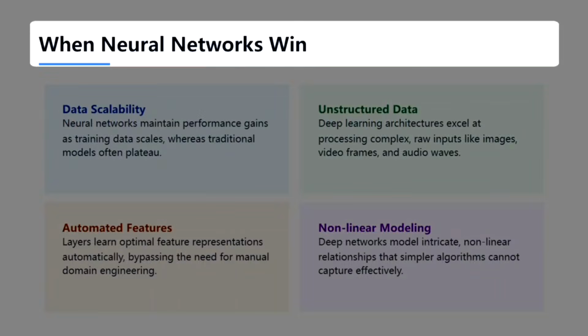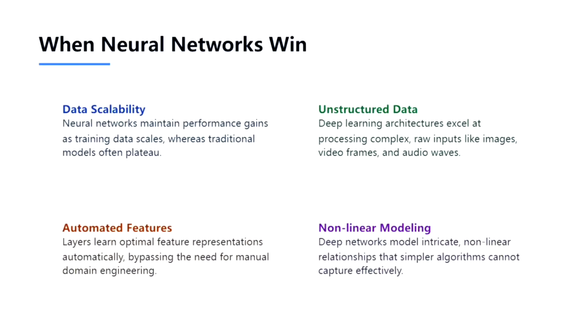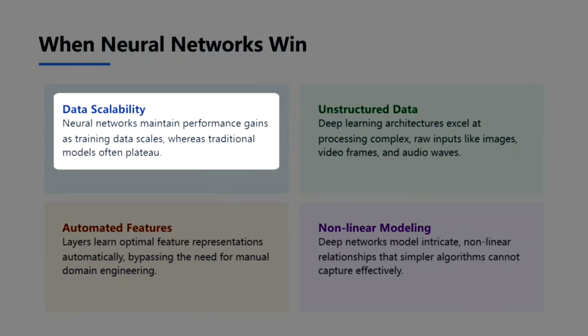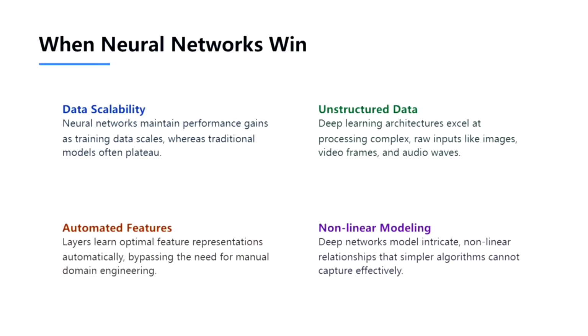Now that we've seen where logistic regression shines, let's explore the conditions under which neural networks truly dominate the landscape and become the preferred choice for data scientists. The first major win is data scalability. While simpler models often hit a performance ceiling, neural networks maintain a performance trajectory that continues to improve as you feed them massive amounts of training samples.